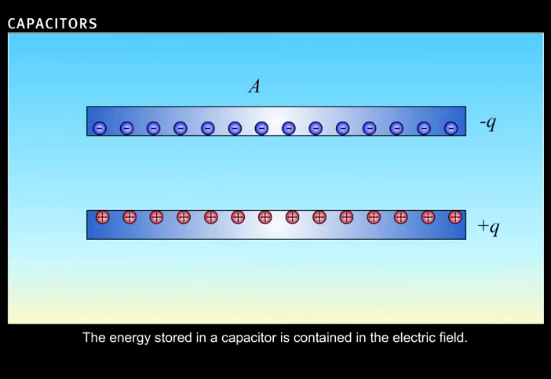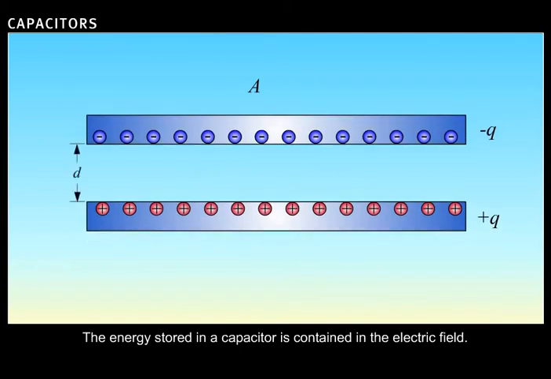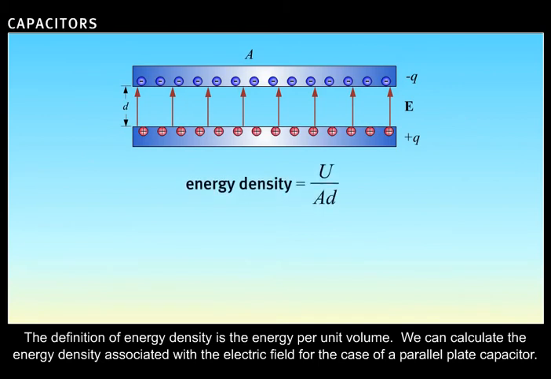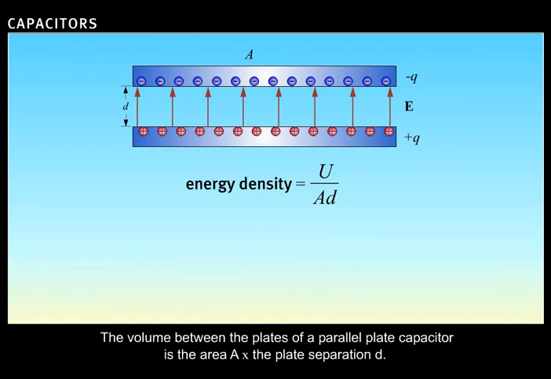The energy stored in a capacitor is contained in the electric field. The definition of energy density is the energy per unit volume. We can calculate the energy density associated with the electric field for the case of a parallel plate capacitor. The volume between the plates of a parallel plate capacitor is the area A times the plate separation d.